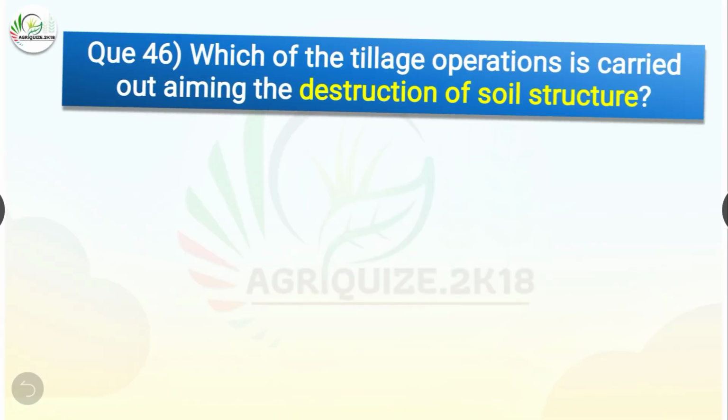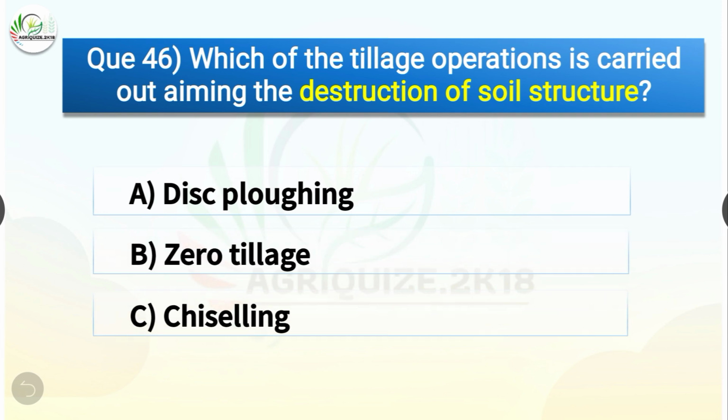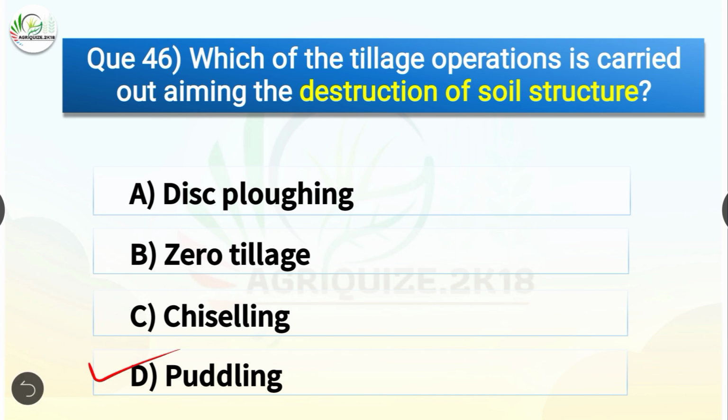Question number 46. Which of the tillage operations is carried out aiming the destruction of soil structure? The options are disc plowing, zero tillage, chiseling, or puddling. The correct answer is option D, puddling. So puddling is the tillage operation which is carried out aiming the destruction of soil structure.